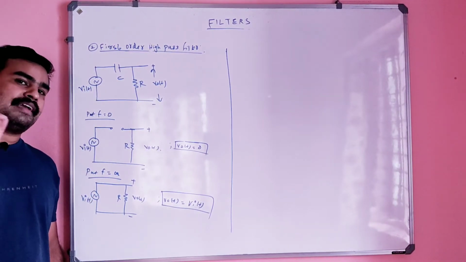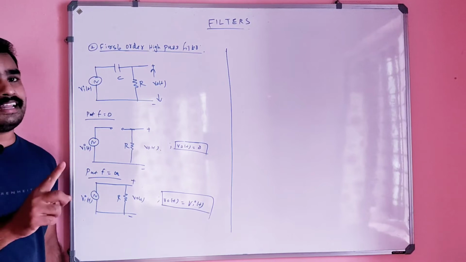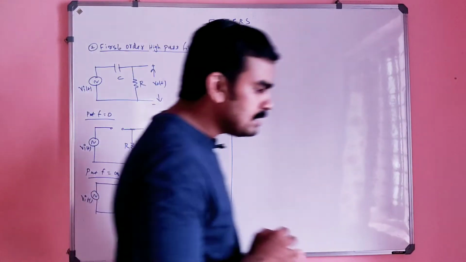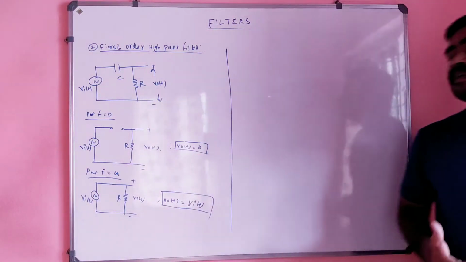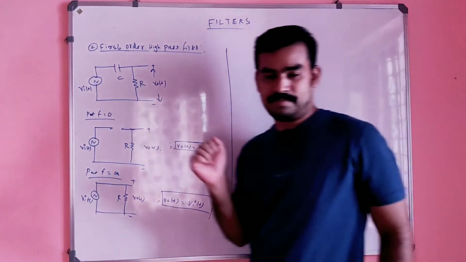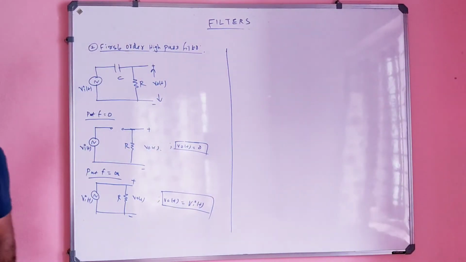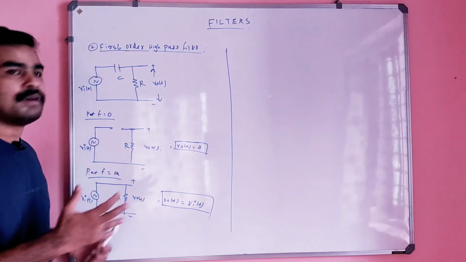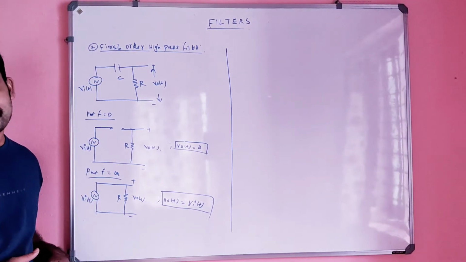When there is the presence of S, that means if there is an inductor or capacitor, if there is a dynamic element in the circuit, then only that S term will be included. The physical meaning of order is nothing but the number of dynamic elements present in the circuit.